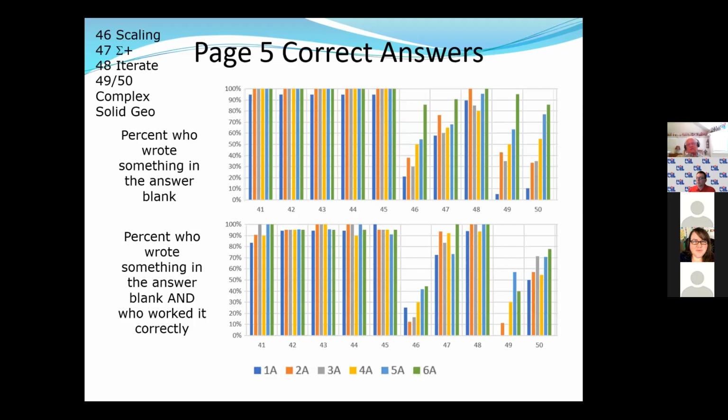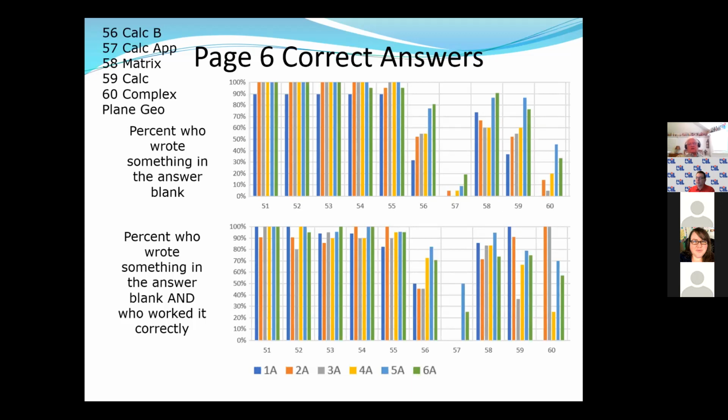Problem 49 and 50, at least as I designed the test, are designed to be of equivalent difficulty. So I think the difference on problems 46, 49, and 50 is just the luck of the draw for that specific problem. On 47 and 48, looking at the bottom performance, most of the people who tried to work it got it right. That's the linear regression and the iteration problem.